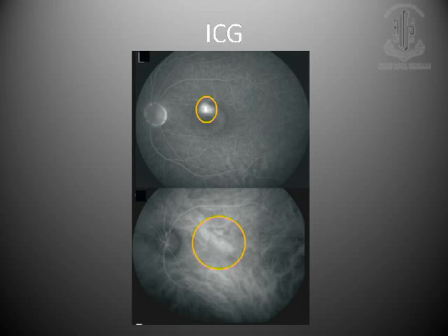Indocyanine green angiogram helps us in delineating the area of choroidal hyperpermeability. This is a fundus fluorescein angiogram image showing the area of leak. Indocyanine green angiogram shows a different area of choroidal hyperpermeability. So you may come across an area of hyperpermeability which may not correspond to the area of leak.